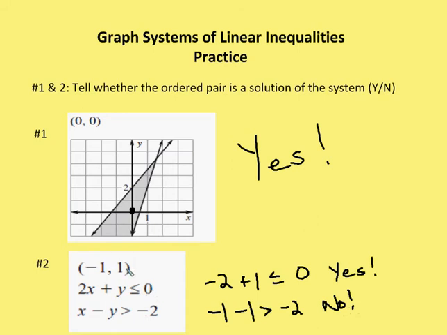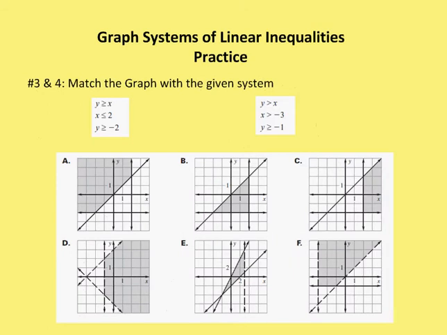So negative 1, 1 does not represent a solution of the system. It represents a solution of this inequality, but not of this inequality. So we can't say it's a solution of the system. Now, if I were to say greater than or equal to, then I would have to change this to a yes, and I have both yeses, in which case I can say yes, that ordered pair represents a solution of the system. Okay, next set of questions.